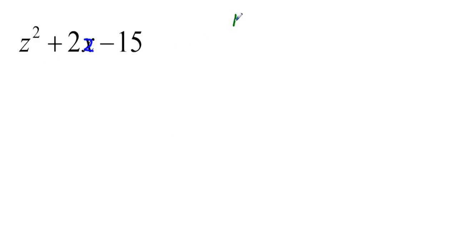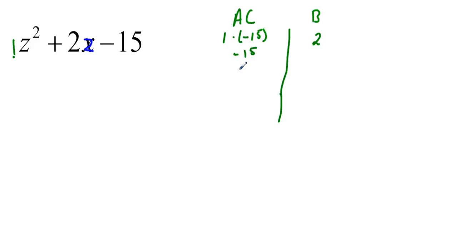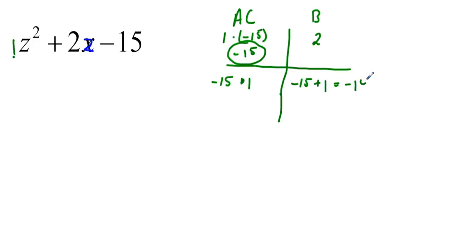So I'm going to take my AC. My a value is 1 in this case, so 1 times negative 15, and the factors have to add up to our b value, which is 2. So 1 times negative 15 is negative 15. The factors of negative 15 have to add up to 2. So negative 15 plus 1 equals negative 14. That's not what I want.